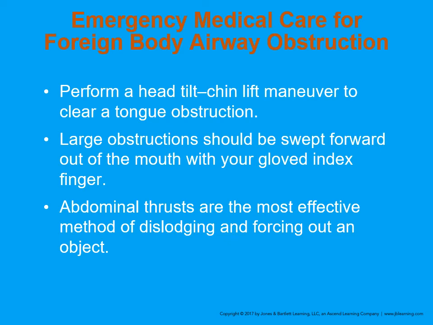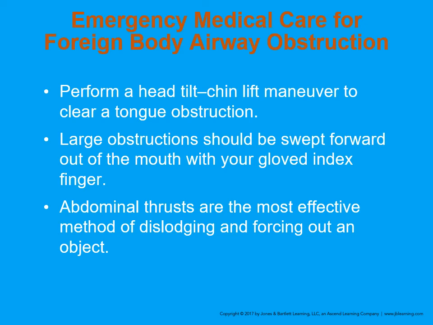Abdominal thrust is the most effective method of dislodging and forcing an object out of the airway of a conscious patient. Residual air, which is always present in the lungs, is compressed upward and used to expel the object. Use the abdominal thrust until the object is dislodged or the patient becomes unconscious.